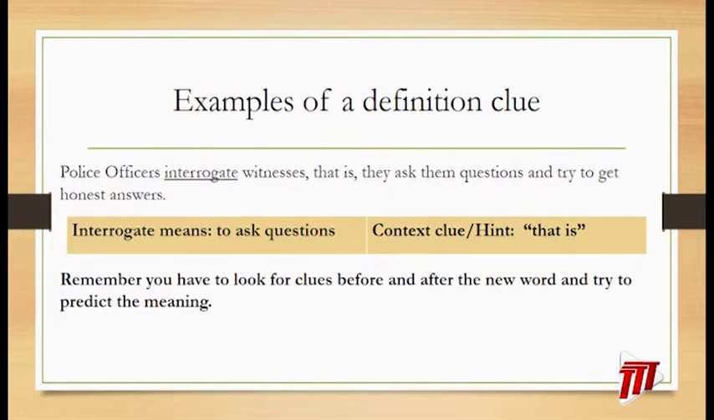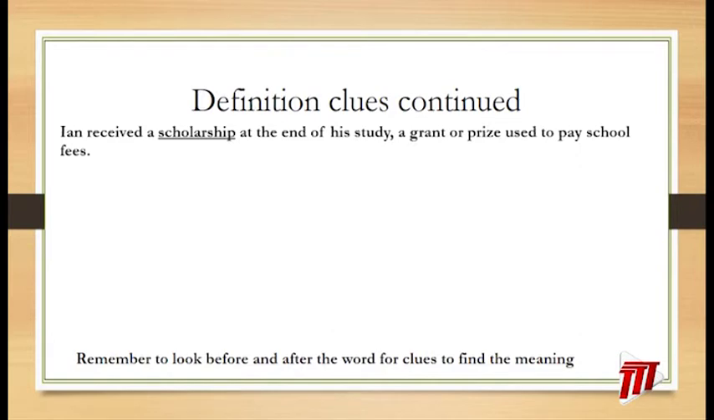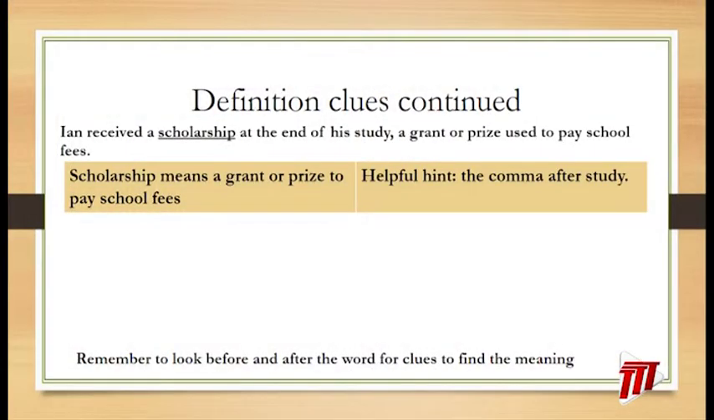Remember, you have to look for clues before and after the new word and try to predict or figure out the meaning. In this example, Ian received a scholarship at the end of his study, a grant or prize used to pay school fees. We want to know the meaning of the word scholarship. Are you seeing the signal word or hint that is helping us figure out what that meaning is? If you've guessed the comma after study, then you're absolutely right. Scholarship means a grant or prize to pay school fees. And the hint was the comma after the word study.